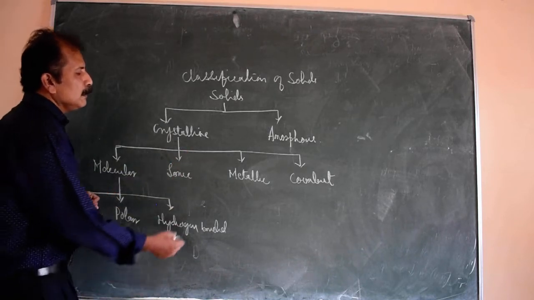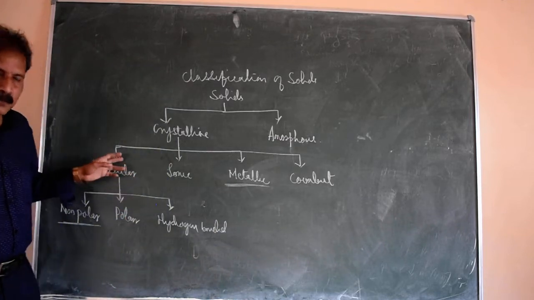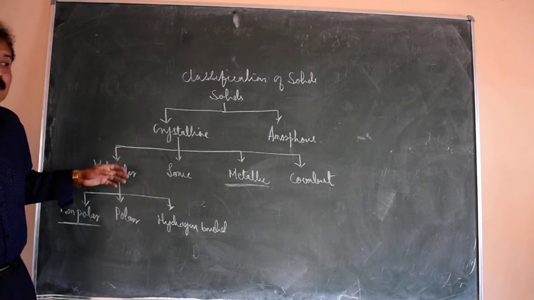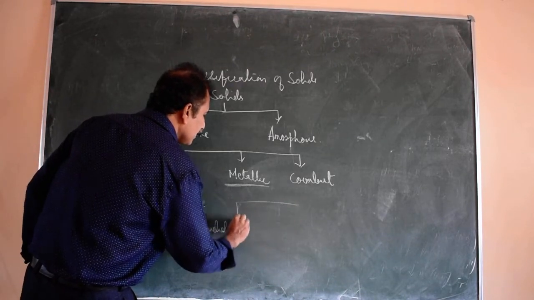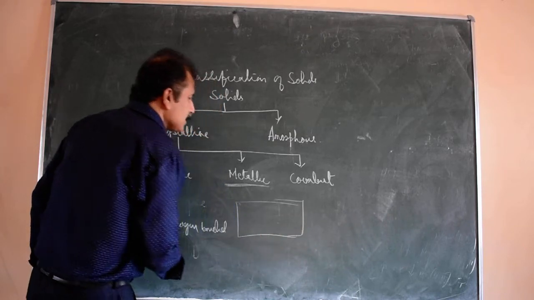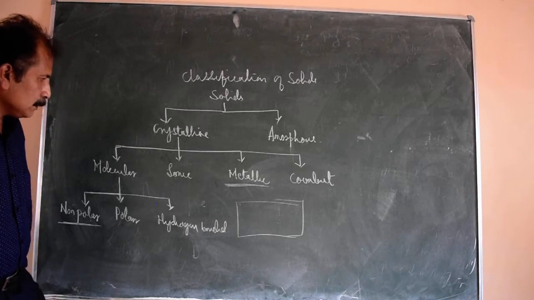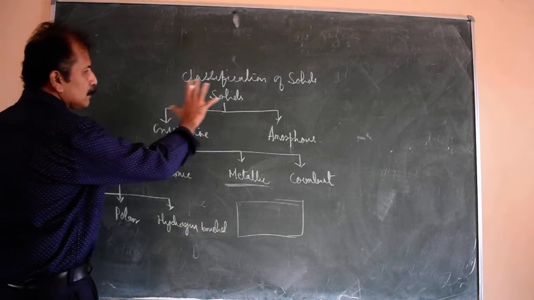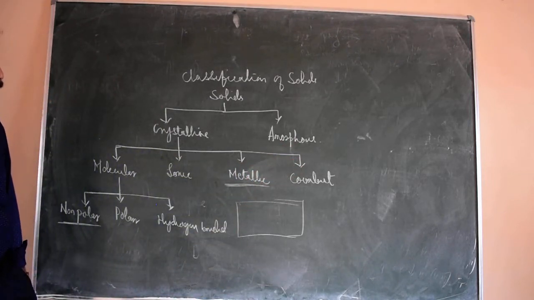Then the metallic solids in the textbook are explained using the electron sea model. Okay, so we have a sea of electrons, right? So that model is given. The properties of a metallic solid are explained using the electron sea model. Okay, so this is the overall classification of the crystalline solids.